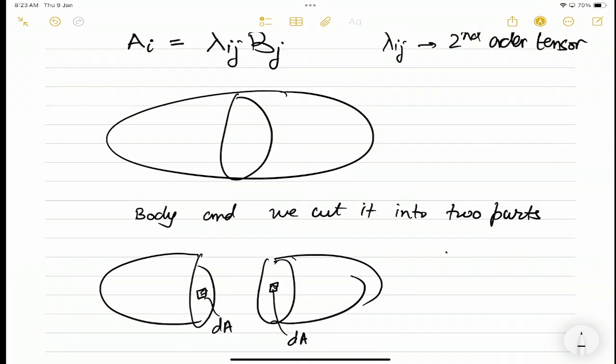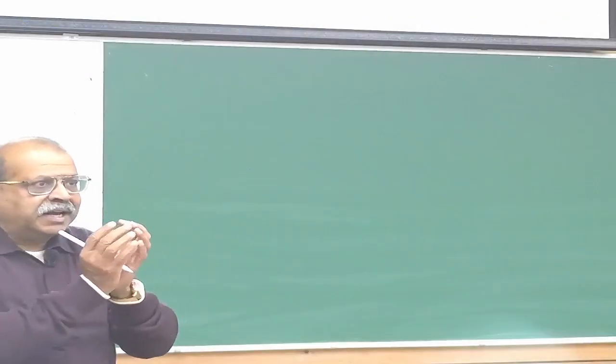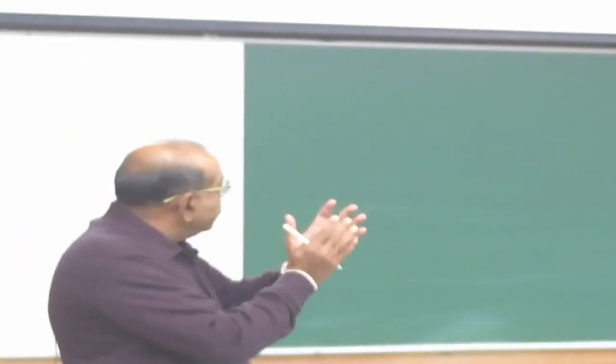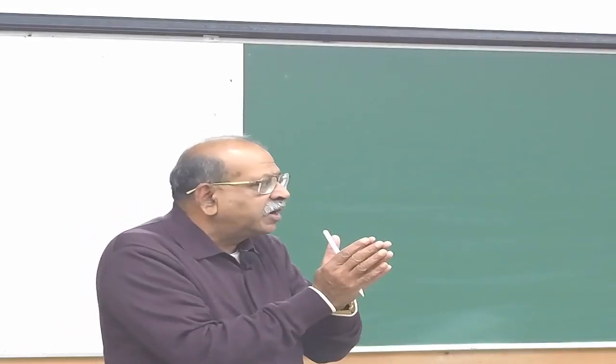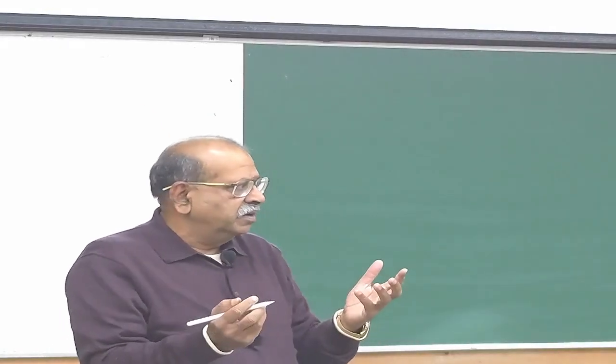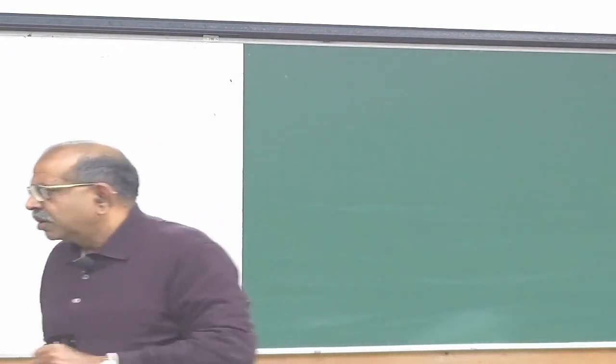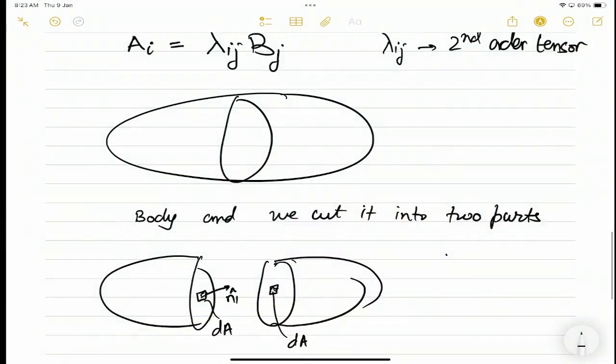When I cut the body, I choose two identical areas on the cut section, which means that when I merge the two bodies, these two areas will be identical, or they will merge onto each other. Okay? So now here, if the outward normal is n1, what will be the outward normal on the right side? It will be obviously minus n1.